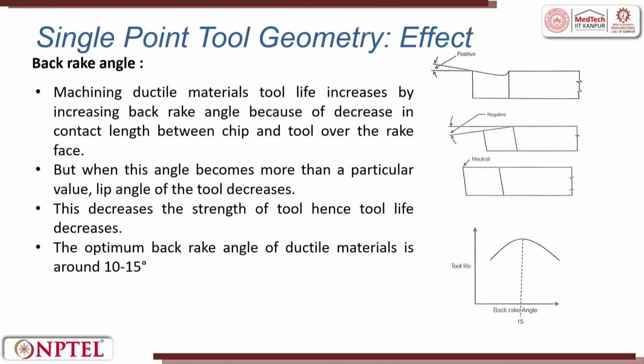So, when I said positive, this is what is positive. Here, what is happening? You will have a sharp edge and the amount of material in the tool is also reduced, right? But when the angle becomes more than a particular value, the lip of the tool decreases. This decreases the strength of the tool. So, the back rake angle for ductile materials is generally chosen between 10 to 15 degrees.